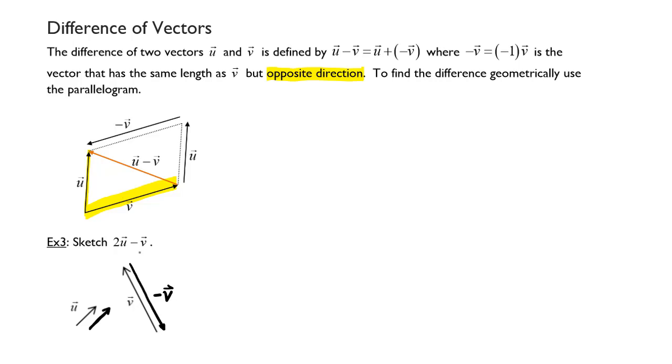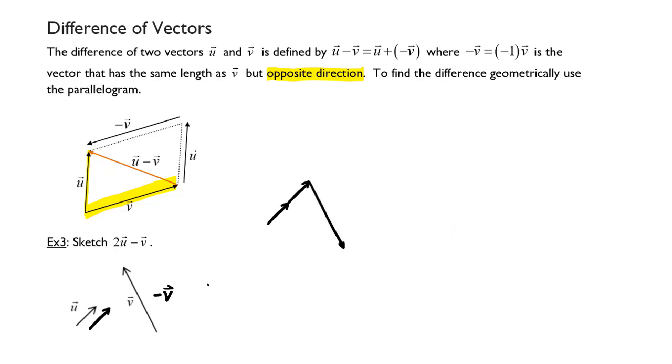So now if I want 2 times the vector u minus the vector v, we'll just take the u vector, and here's my second u vector. Now I have 2u, and now I want to add a negative v. So I'm going to take this vector here, the negative v, and I'm going to add it, but I know it's negative.